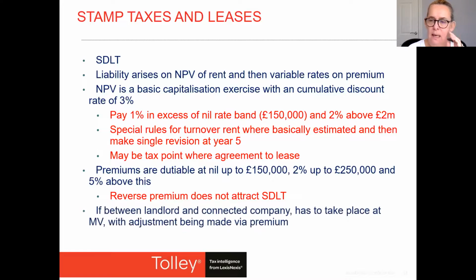And again, in exactly the same way as we have with capital gains purposes, if you have a lease being granted to a connected company, it's only a connected company here. It would be all connected parties for CG purposes, but it's an adjustment made via the premium again. That's what I was trying to say. So again, you would impute a premium, and you would have to pay SDLT on that.